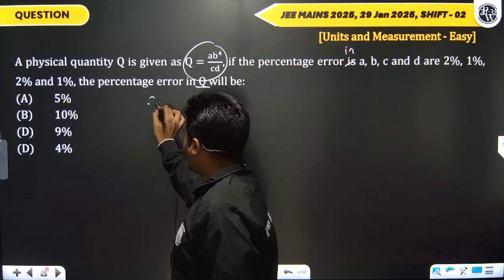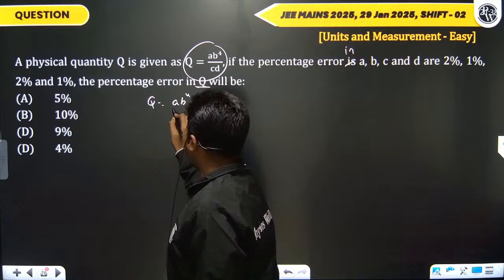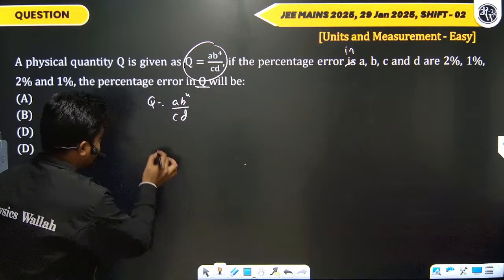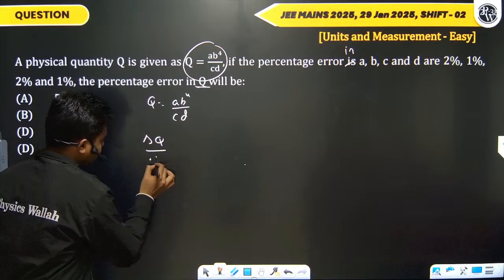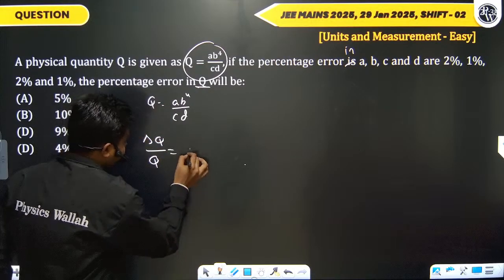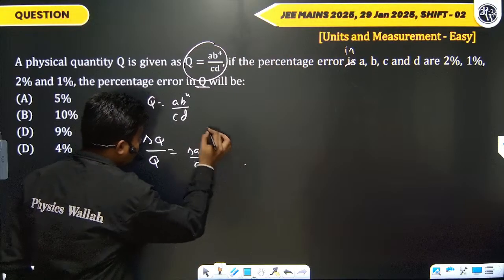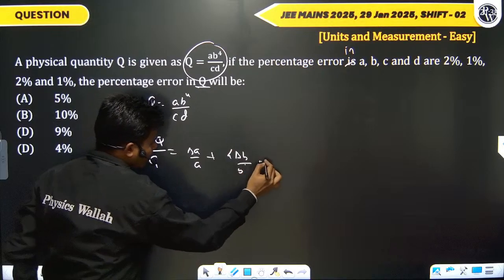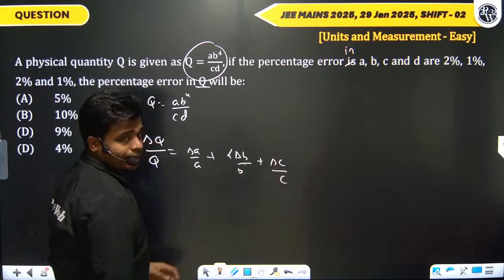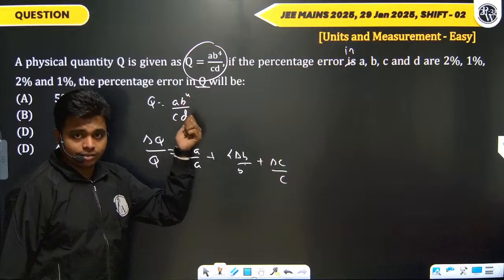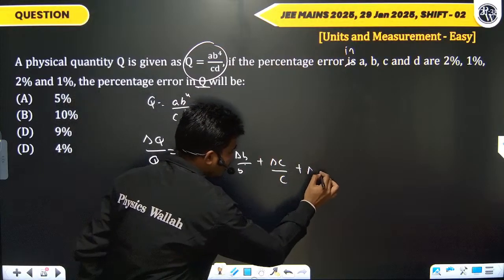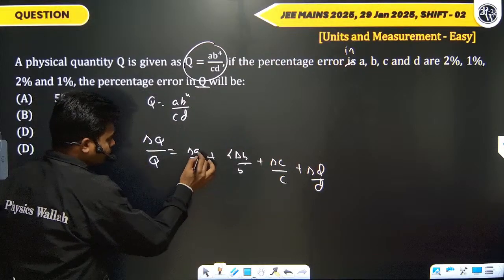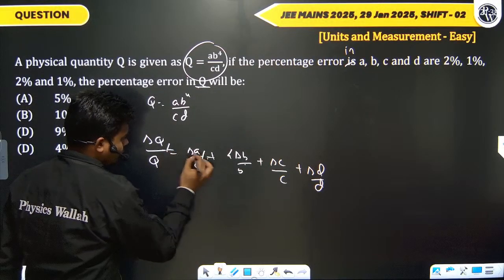So we can write Q equals A B to the power 4 divided by C into D. Whenever they ask for percentage error, we write delta Q by Q, which is given by delta A by A plus 4 times delta B by B, because B has power 4, plus delta C by C, it doesn't matter whether it is in the numerator or denominator, plus delta D by D. If they ask for percentage error, you just multiply by 100 percent everywhere.